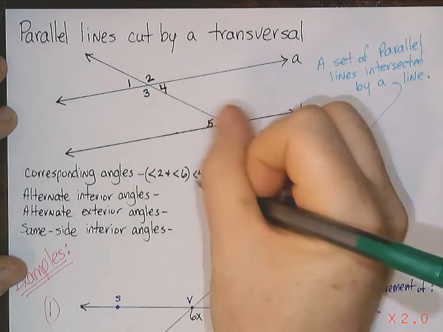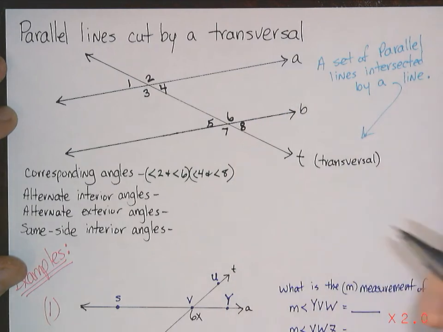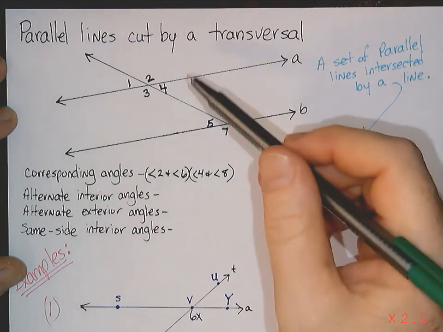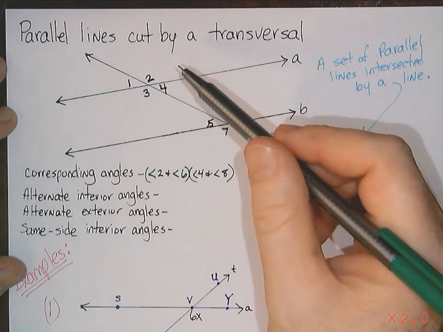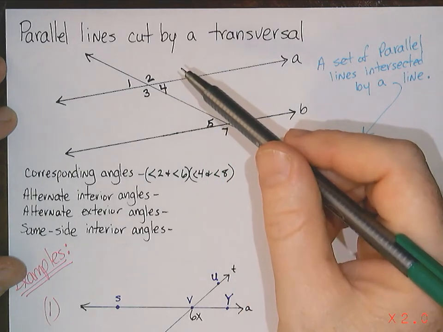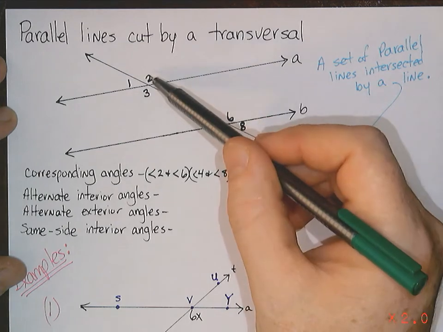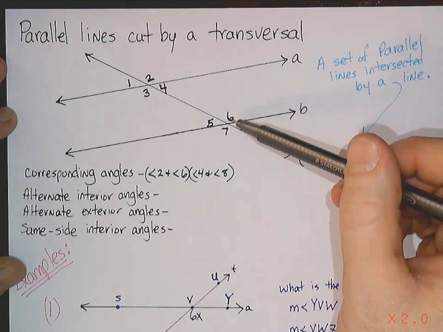Let's see, I'll put these in parentheses. I don't know if that's going to make things better or worse. But anyways, those are examples. So whatever this angle is, let's say it's 130 degrees. If it's 130 degrees here, it's also 130 degrees here. Okay?